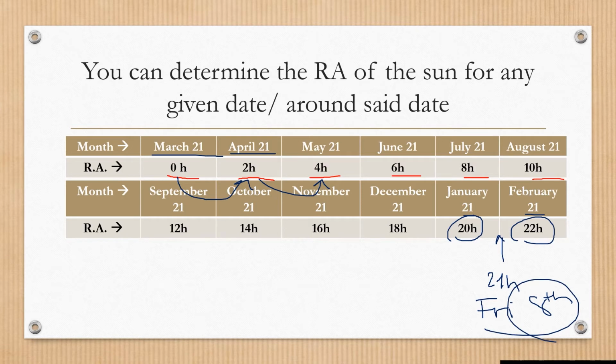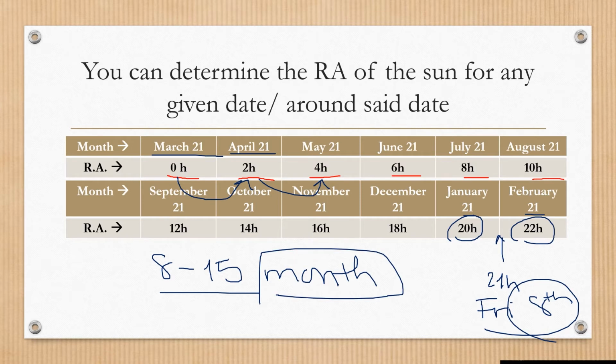That means from the 8th to the 15th of a month, because we're not going to do the complicated math. There is complicated math breaking this down. We're not going to do that. We're just going to say, on average, from the 8th to the 15th of any given month, you will be that middle number. So September 8th to the 15th will be 13 hours. October 8th to 15th will give you 15 hours.